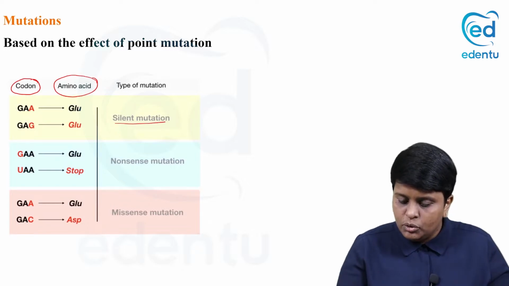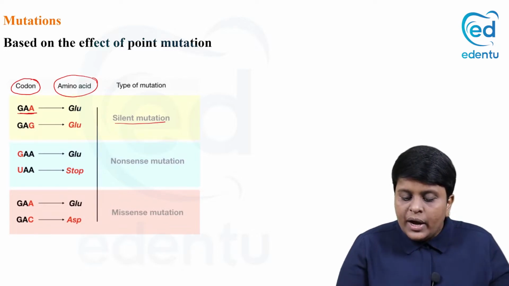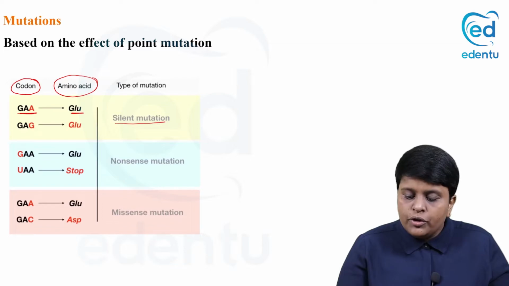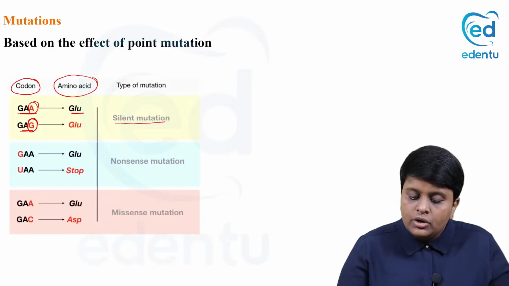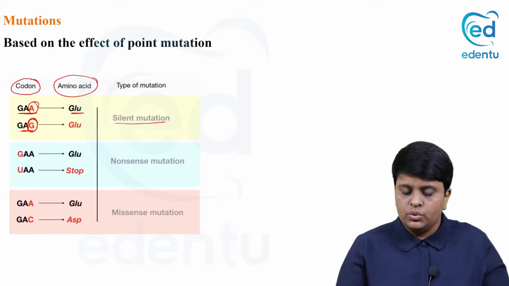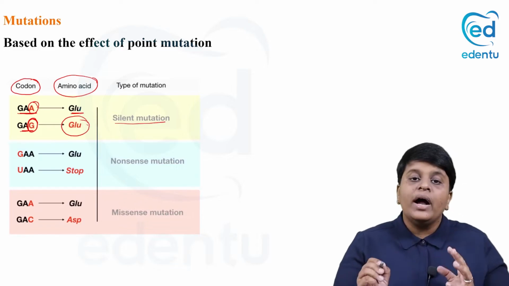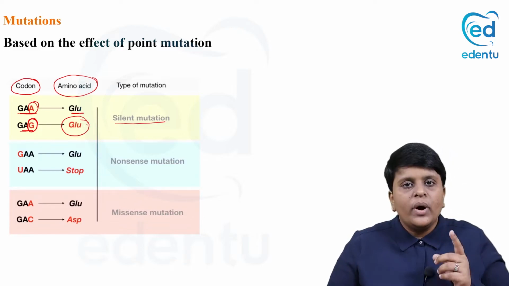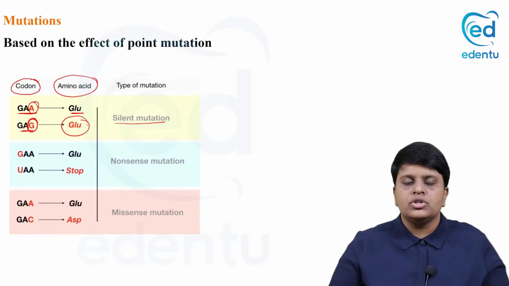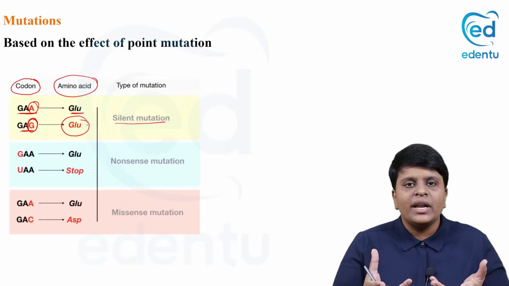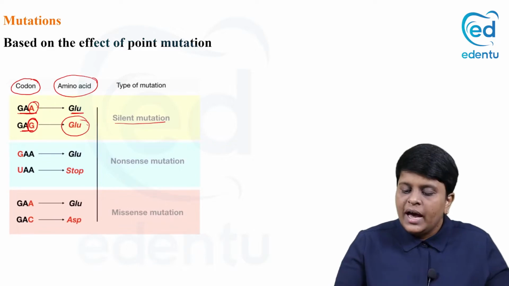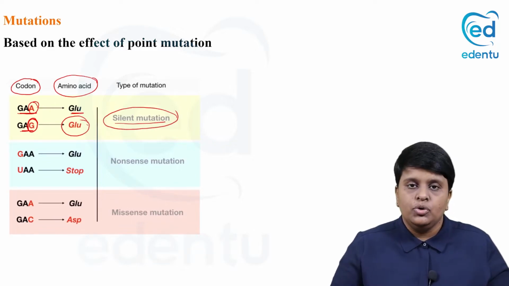So what is a silent mutation? Here you have the codon GAA. It coded for the amino acid glutamic acid. There is one particular change: instead of A, there was a mutation and it caused G. But anyway, you had only glutamate. I already told you, one amino acid can have more than one codon. So you are adding the same amino acid even if the codon has been changed. So there won't be any effect, and that's why it is referred to as a silent mutation.